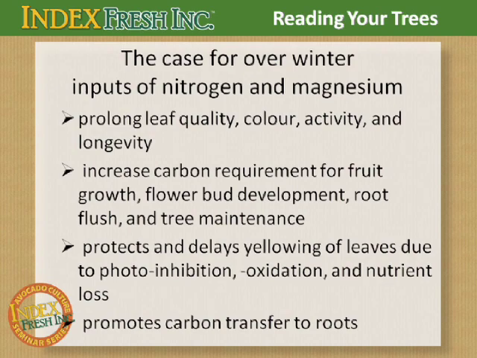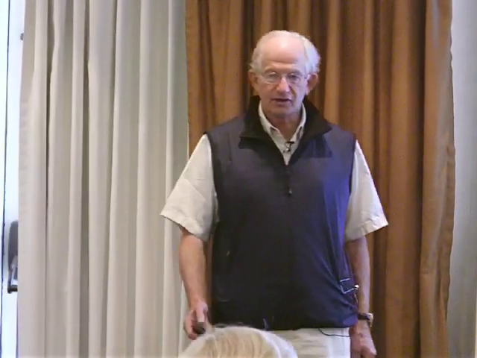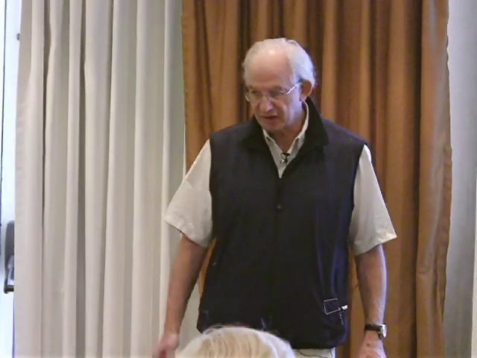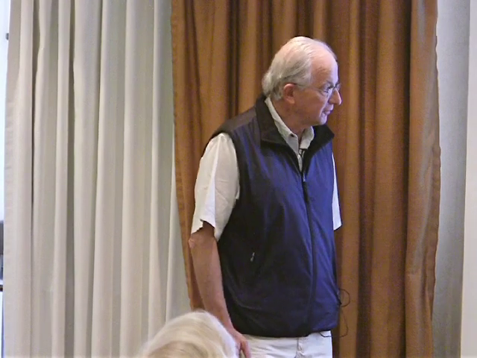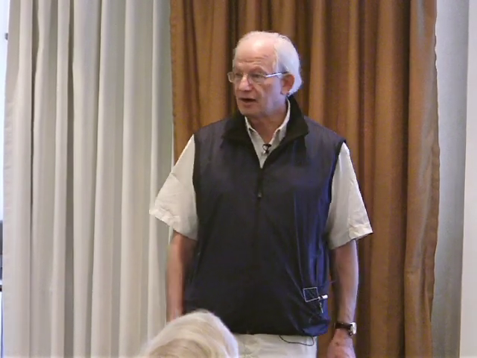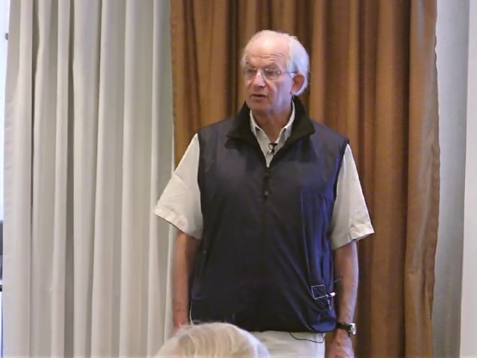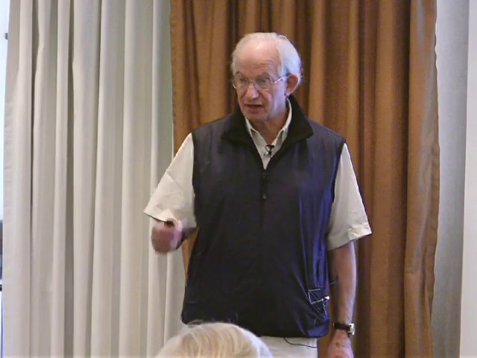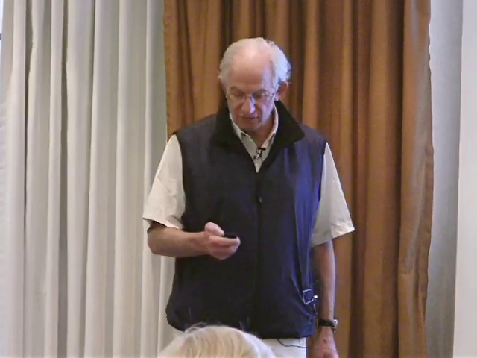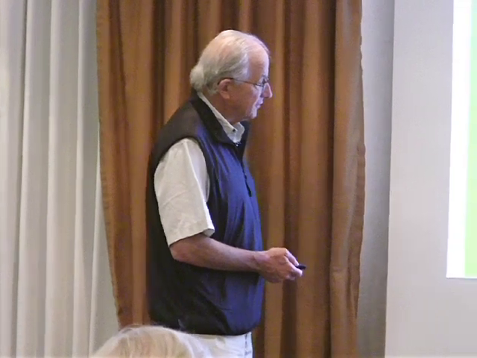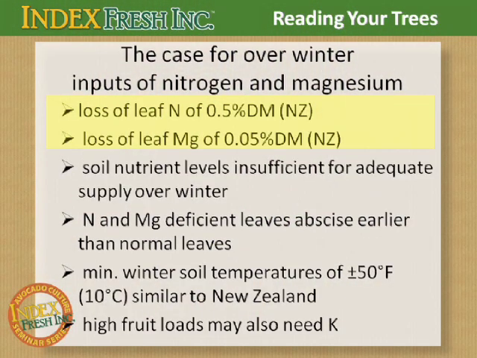We have difficulty with magnesium in New Zealand because we have very little magnesium naturally in our soils, and we have 50 inches of rain, and so we have a high degree of leaching. So we are very mindful of maintaining high magnesium levels in our leaves. So the case for winter inputs of nitrogen and magnesium, this is New Zealand work.